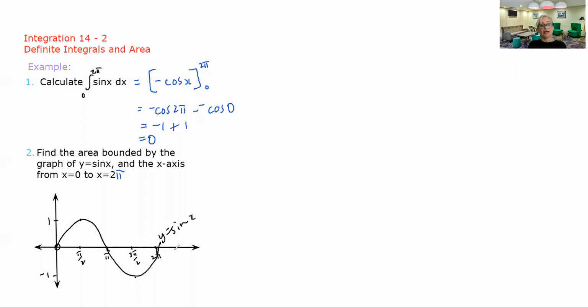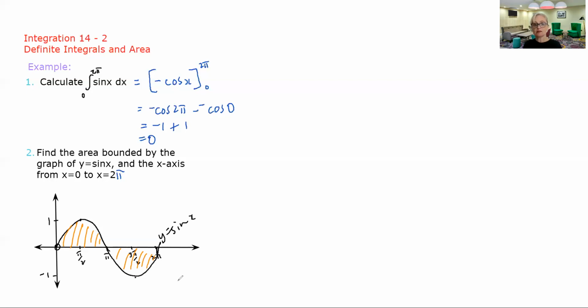Now, if I actually wanted the area bounded by that function, the x-axis and those values, what we're actually wanting is this section in here and this section in here. Clearly that is not a 0 area. So clearly just doing our definite integral is not going to work. It was fine for that question because we were just asked to find the definite integral, but we can't use it as is to find our area.